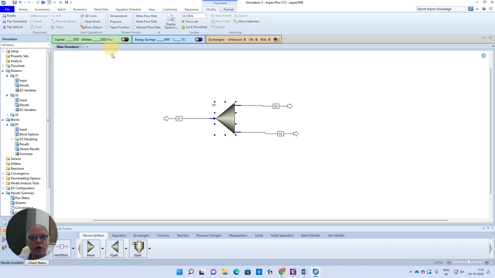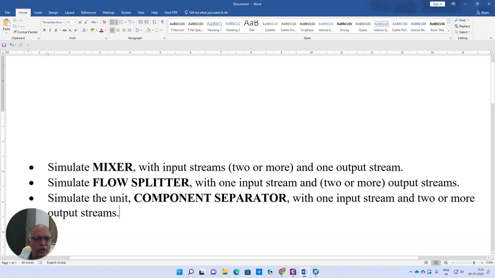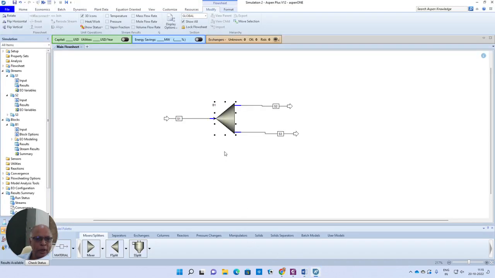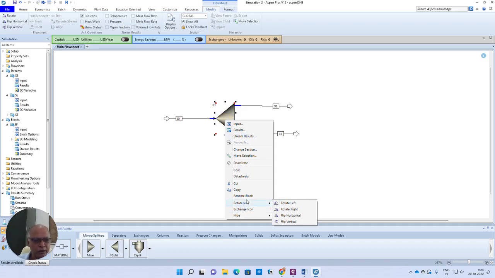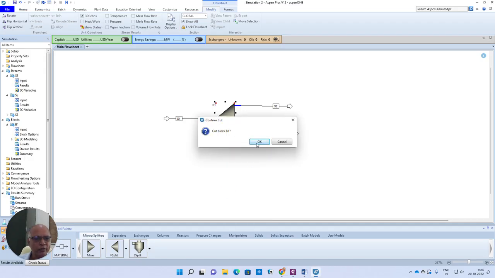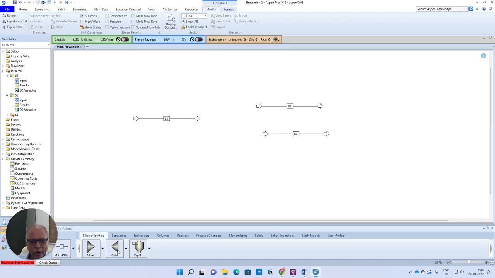Then, for the same problem, let me modify. Go into this component separator. Be careful when I use this block. I'll be deleting this, or I could start again with a new simulation, but because I'm going to use the same one, you can say cut. I'll be using the component separator, which is listed under separators. So this is the one.